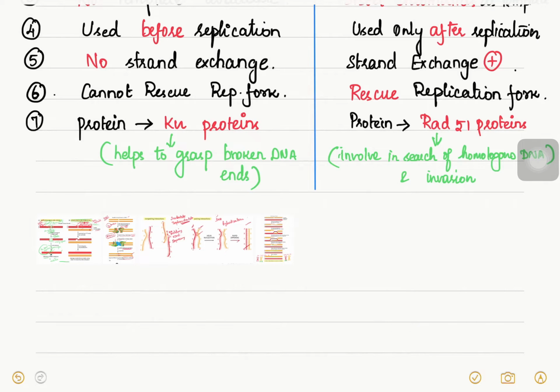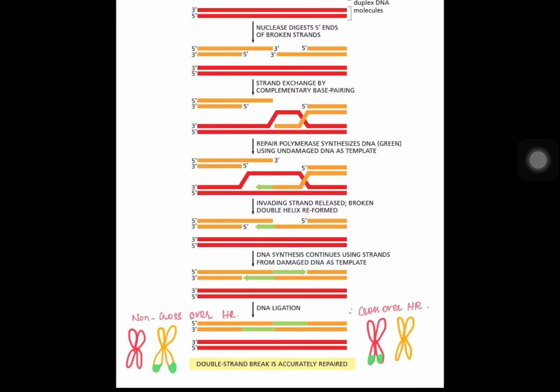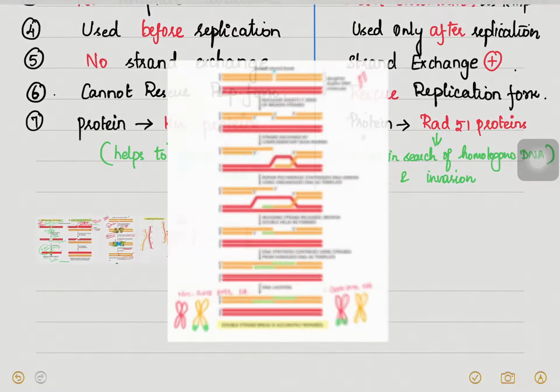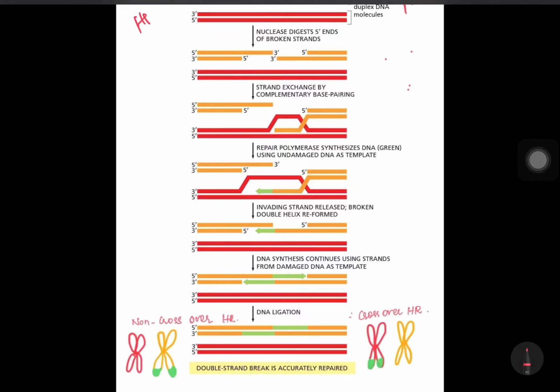From this we will see what is homologous recombination. This is the figure for understanding homologous recombination. Here you can see the two strands. This will be one strand and there will be one more strand. There is a damage in the first strand. So what is it going to do? It is going to use its sister chromatid as a complementary basis. Based on that, a new strand will be synthesized.